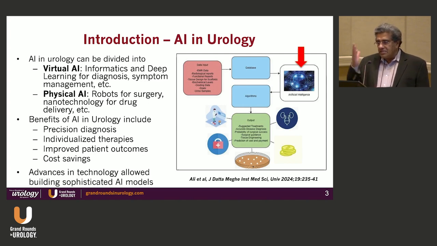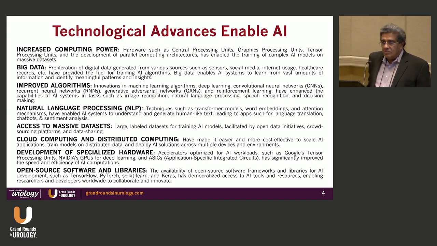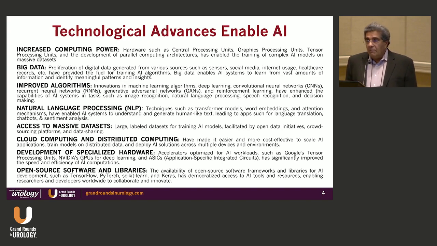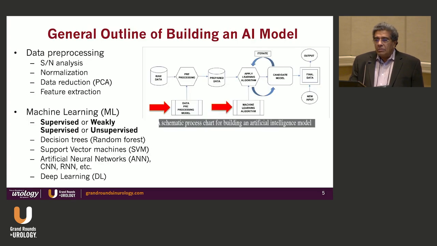And why is there all this excitement? Because there are a lot of technological advancements that allow developing very sophisticated, cost-effective AI models. I'm not going to run through all of these, but some of them are increased computing power, big data capabilities, improved algorithms, natural language processing, a variety of neural networks, convolutional and recurrent neural networks, cloud computing, development of specialized hardware for some of these applications, and open source software and libraries.